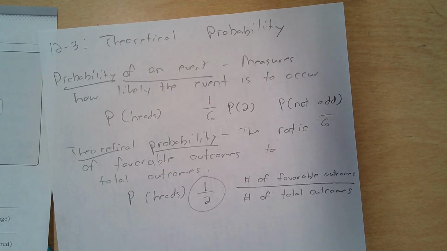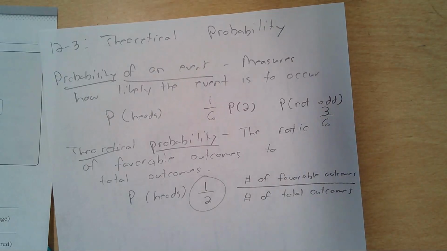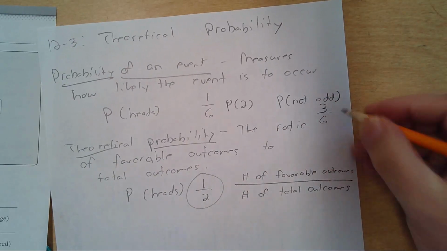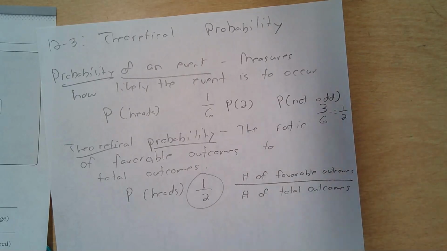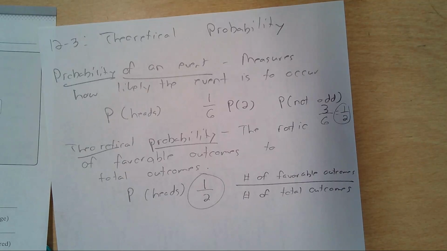So what are my winners? 2, 4, 6. 3 winners, right? So I would say 3 and 6, but probability is always simplified. So again, there's a 3 and 6 chance, but I would always simplify that like I do any fraction here. I should come up with 1/2 there.